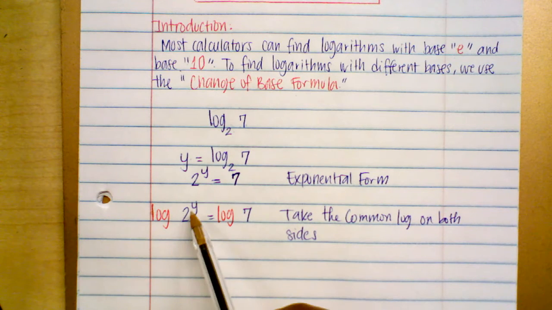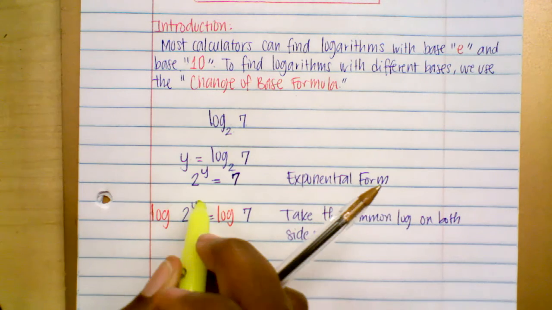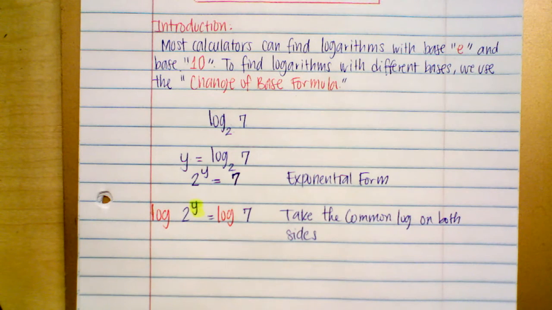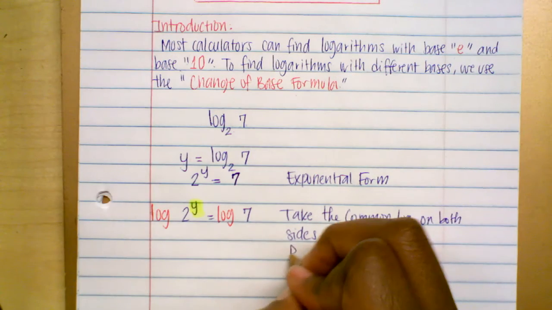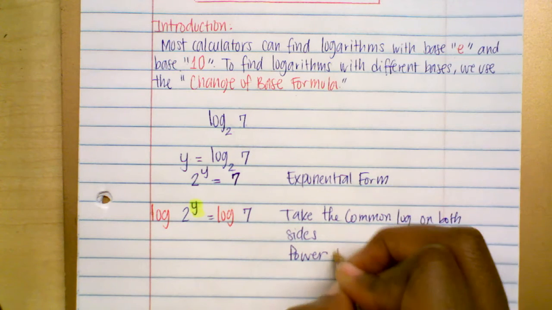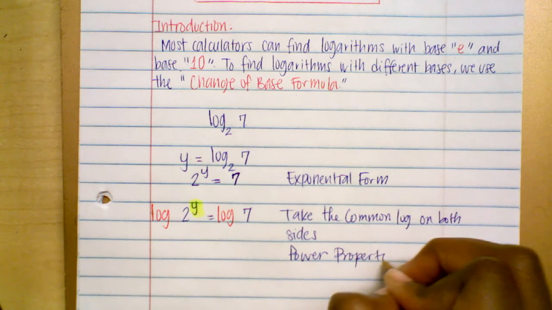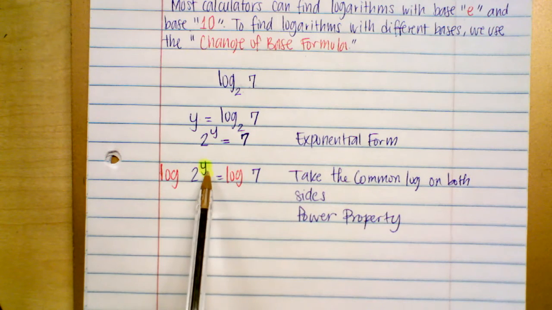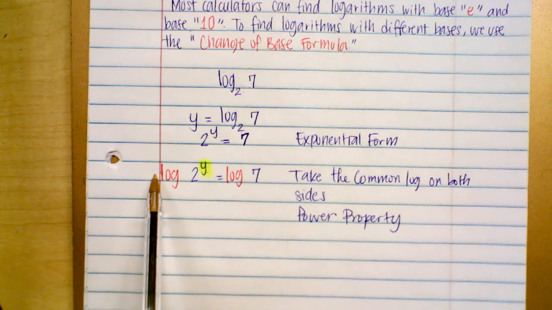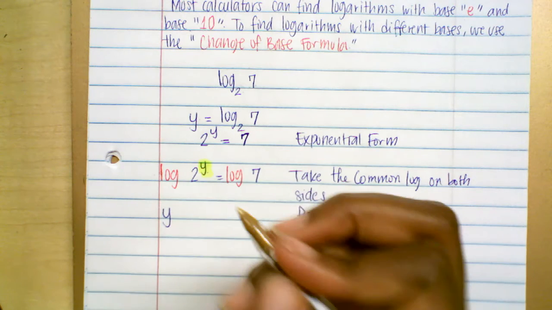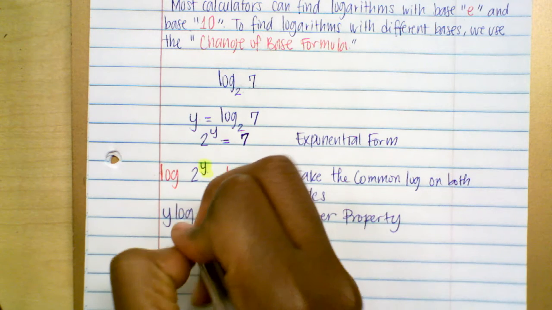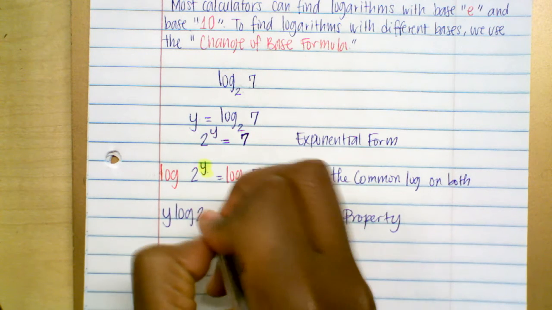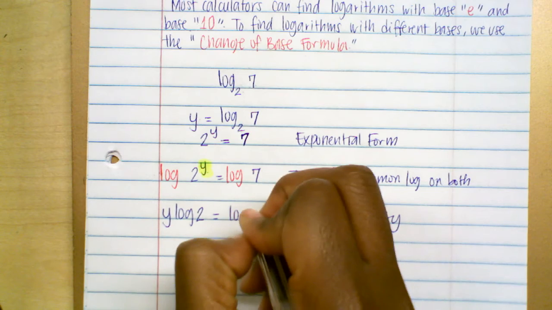Now I'm going to apply the power property of log. What is the power property of log, in case you forgot? It means that if you see an exponent, you can bring it in front as a factor. So it's going to be y times the common log of 2 equal to the common log of 7.